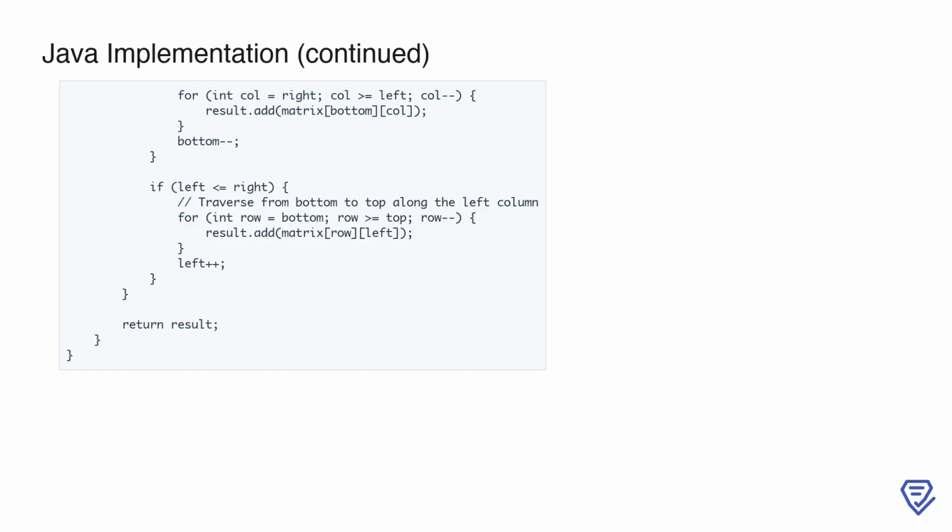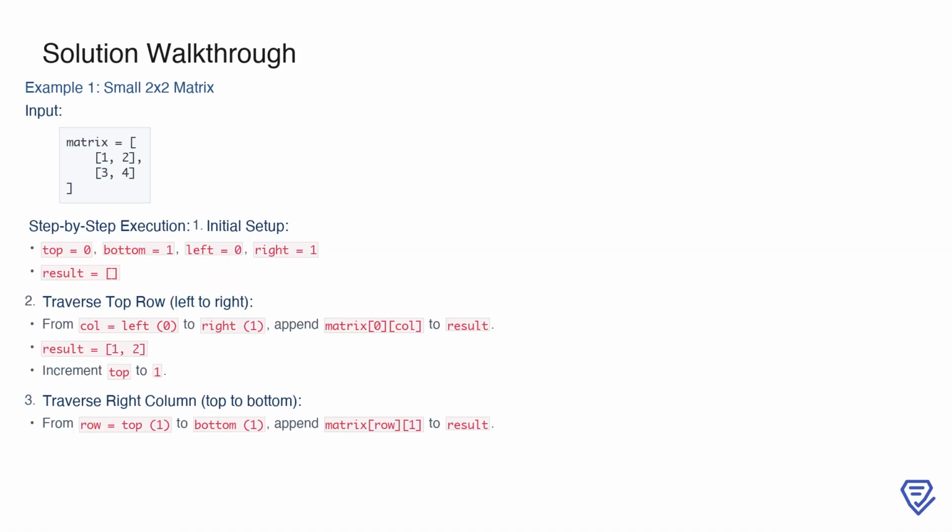visited exactly once. To start, we are working with a small 2x2 matrix. The initial setup defines 4 boundaries, top and bottom to represent the first and last rows, and left and right for the first and last columns. The result array is initialized as empty. The traversal begins with the top row, moving left to right.